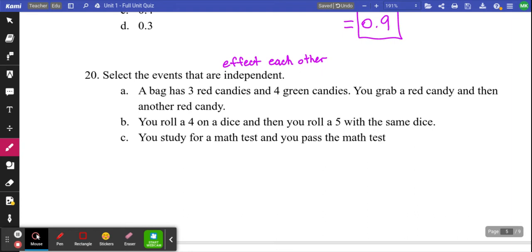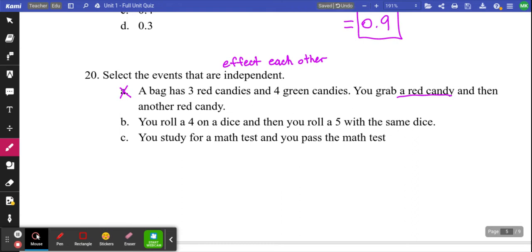Question A. A bag has 3 red candies and 4 green candies. You grab a red candy and then another red candy. So, did the probability of grabbing a second red candy change when you grabbed a red candy first? And the answer is yes, it would change, right? So the probability of pulling a second red candy would be lower because there's less red candies in the bag after you took out the first red candy. Those are not independent. They do affect each other.